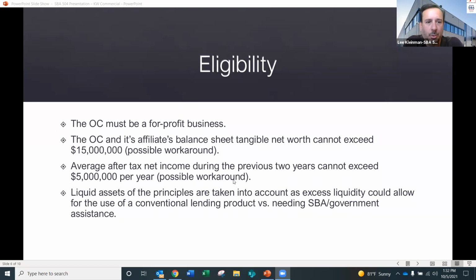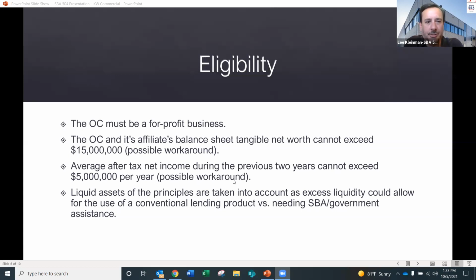The operating company and its affiliates. An affiliate is another entity that the owner owns, where that owner is either a majority or controlling owner of that affiliate or of that other entity. The balance sheet tangible net worth cannot exceed $15 million. That's a very big number to blow past.